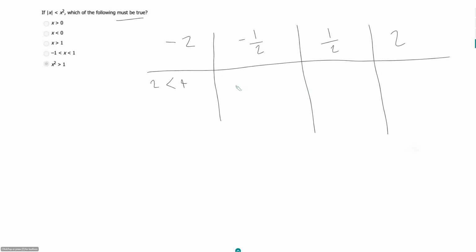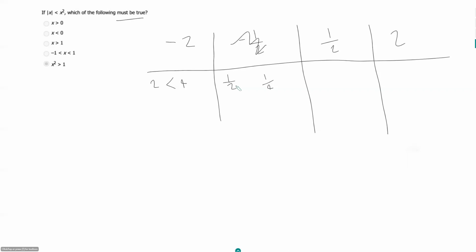Here, what are we saying? If x is -1/2, then the absolute value of x is +1/2. And then x squared is -1/2 squared, which is +1/4. So it is not true that 1/4 is greater than 1/2. So this we can't have. We can't have a negative fraction.